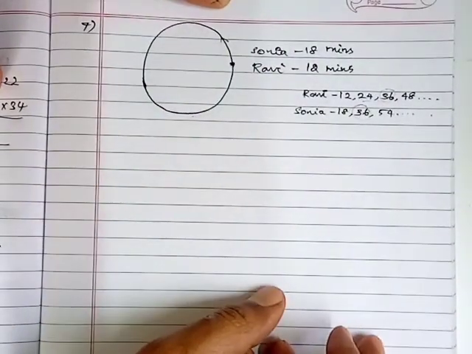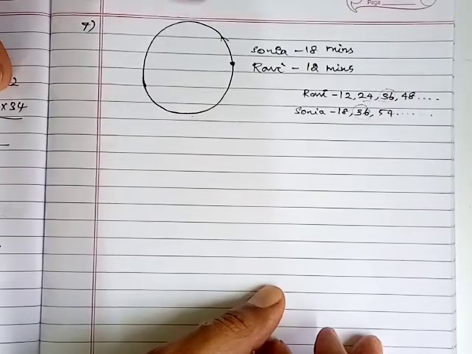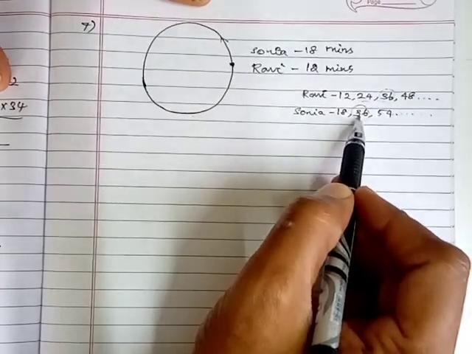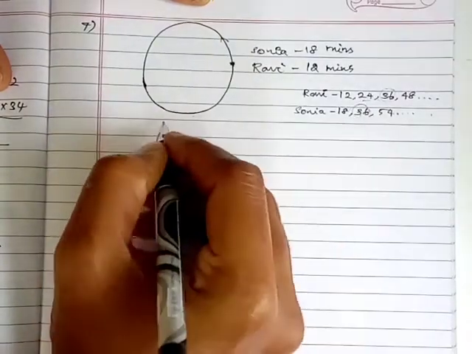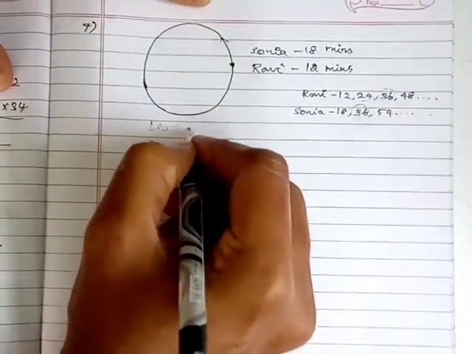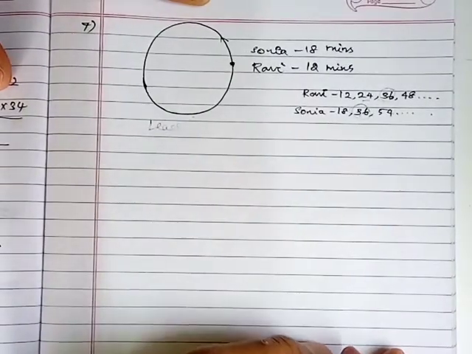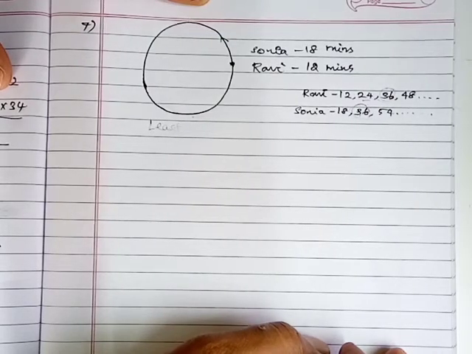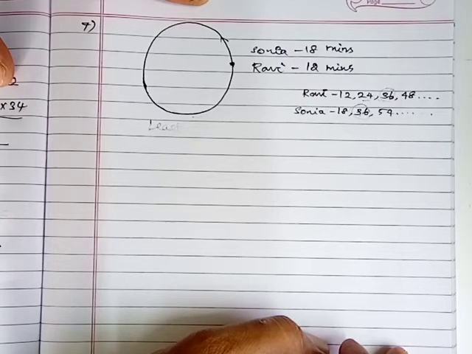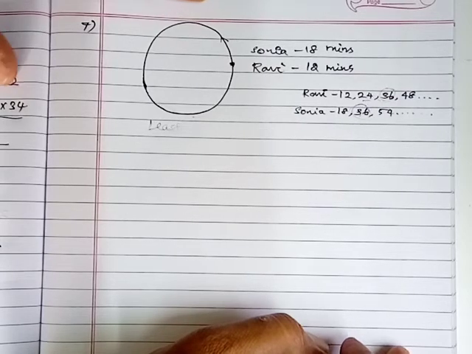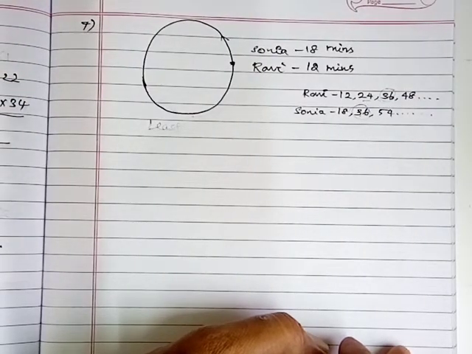But we have to find what this actually is. 36 is the least common multiple, right? Sorry, my pen is over, but you have to find the least common multiple for this question. So you have to find the LCM of 18 and 12, that will be 36. You just work out and find the LCM for this question. That is the answer. 36 minutes after they started, they will meet at the starting point again.